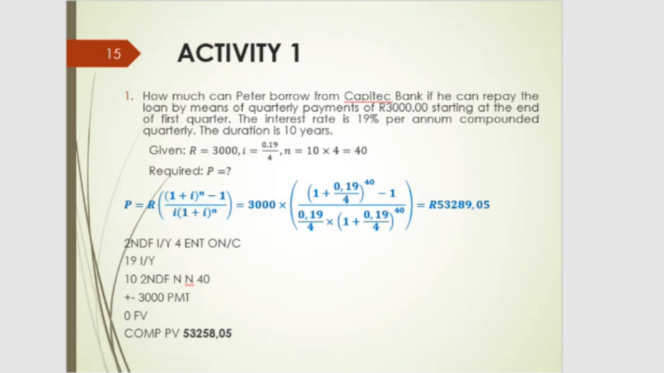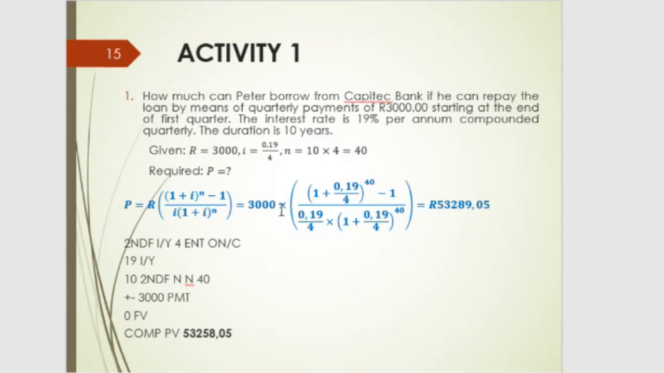Another one, I think this should be the last. How much can Peter borrow from Capitec Bank if he can repay the loan by means of quarterly payments of 3,000? So this one is just an estimate: I can only afford to pay 3,000, but I'm not sure how much I am going to get from the bank. Because they're talking about the loan, this one also tells us that this is the present value, because we want that money now, and then we'll pay later.